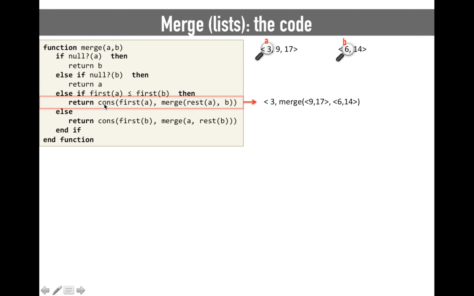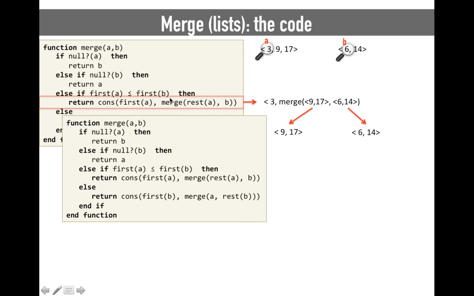So we construct a new list. This is cons, the construct. We put the first element of A, which was the smallest, 3, and the rest of the list is going to be determined by the merge function performing with the rest of A, because number 3 is already here, so the rest of A, you can see here, and the list B complete, because we haven't extracted anything from B. Because this is another recursive call, we call merge with the rest of A and B.